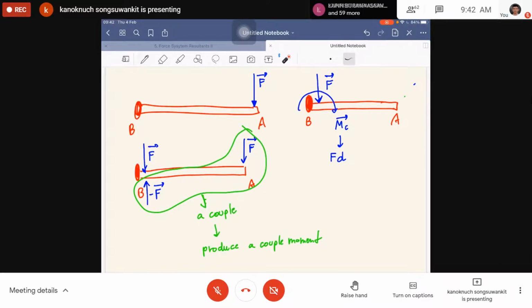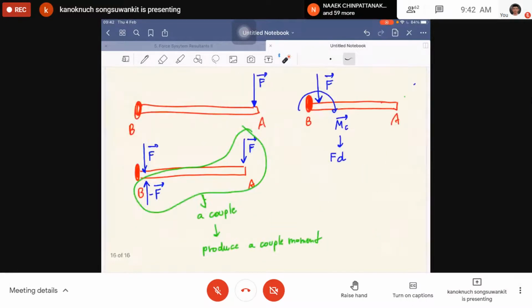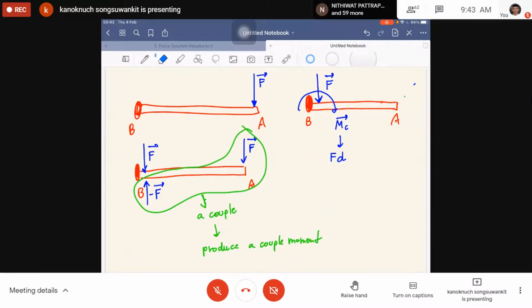Okay, if you move the force on the same line of action, you can move it directly. But if you move a force from one point to another point, that these two forces are not acting on the same line of action, it will produce one couple moment, okay? So basically, if you put the same force on the same point or action line, it's going to cancel each other out, correct? Yeah. Okay, thank you.